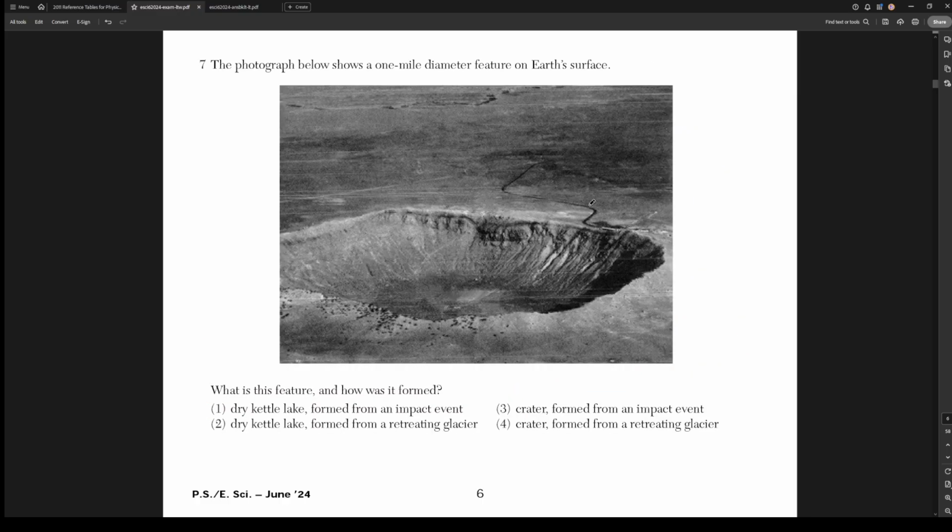Alright, number 7. That is a giant hole. Okay, what is this? That's a crater. Definitely a crater. And that was formed by a big meteor or something that smashed into the Earth. So it's an impact event. 3.